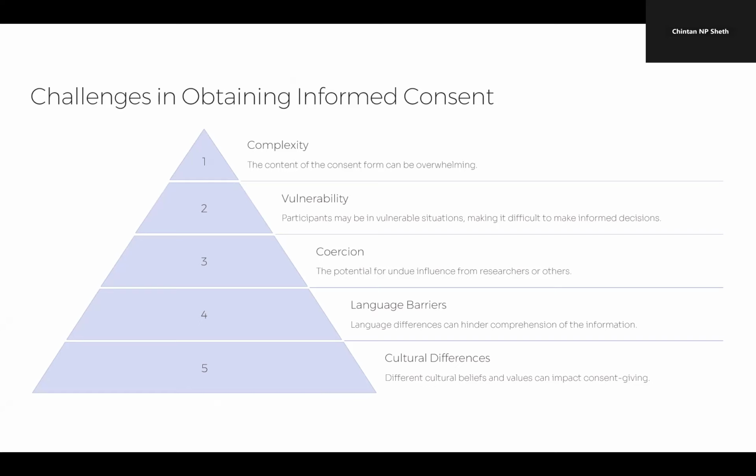The third problem, which is not so popular but still in some instances is possible, is coercion, the potential for undue influence from researchers or others. The next is language barriers. Language differences can hinder the comprehension of the information present in the informed consent. And cultural differences are also a potential challenge in the industry when an informed consent is being presented to the volunteer, subject, or potential patient who is going to be enrolled in the clinical trial.